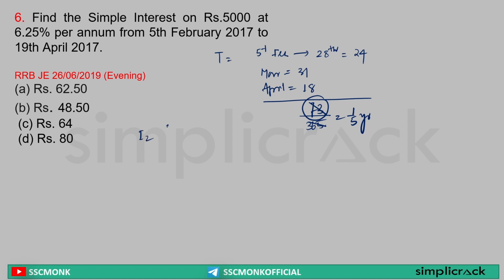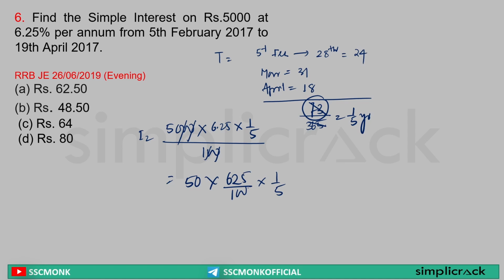So interest is equal to P 5000, R 6.25%, into 1 by 5 divided by 100, 00 crossed out. Sir, this can be written as 50 into 625 by 100 into 1 by 5. Sir, 50 2s are 100, 5 1s are 5, 1 2, 5 2s are 10, 5 5s are 125. So 125 by 2 is equal to 62.50. So what is the answer? Sorry, interest is equal to option A, 62.50.